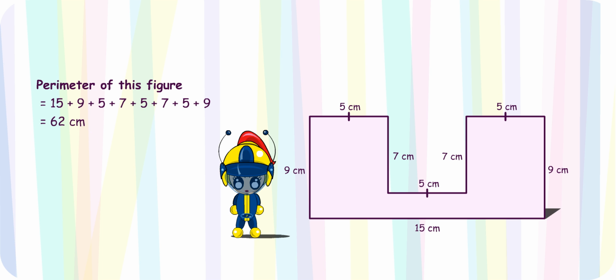Is this the only way to do it? Of course not. There are other ways of finding the perimeter of a figure, but as long as you are adding up all the sides that are the outline of the figure, you will get its perimeter.